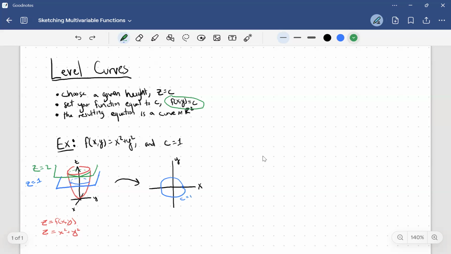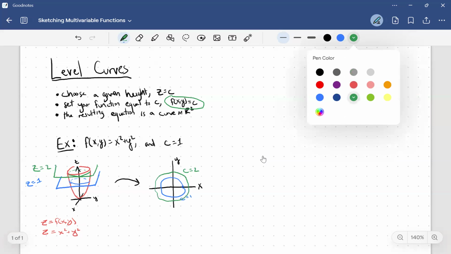Ugh, that was a terrible drawing. Let's try that one more time. This is marginally better. We'll get a circle like this, and that circle would correspond to the places where my function is at height 2. I could write c equals 2 there. I'll just do one more.